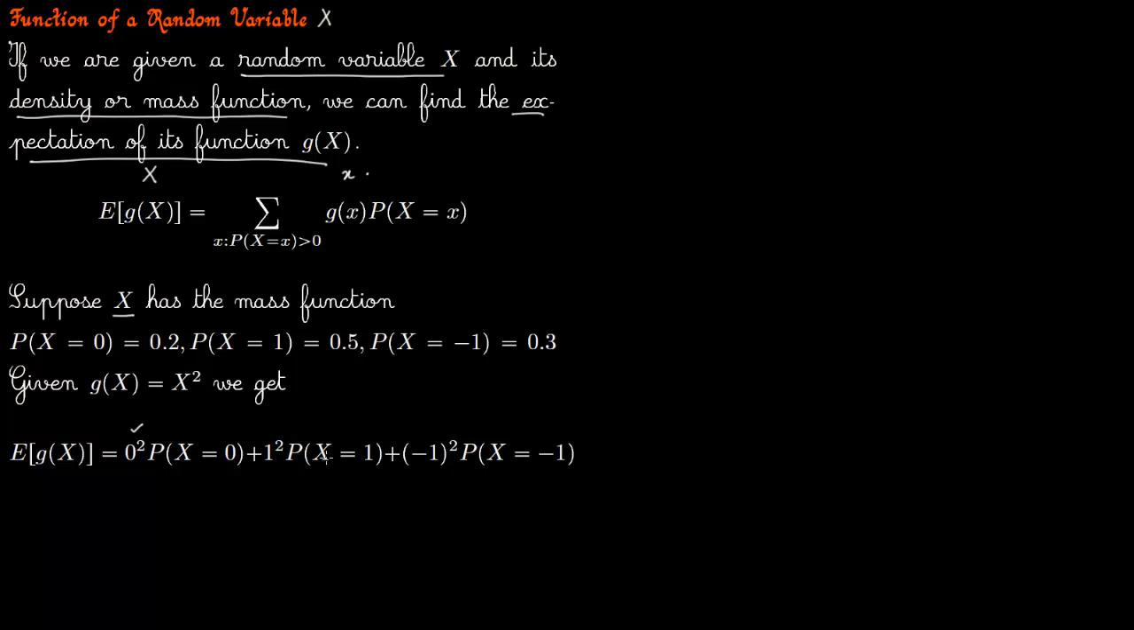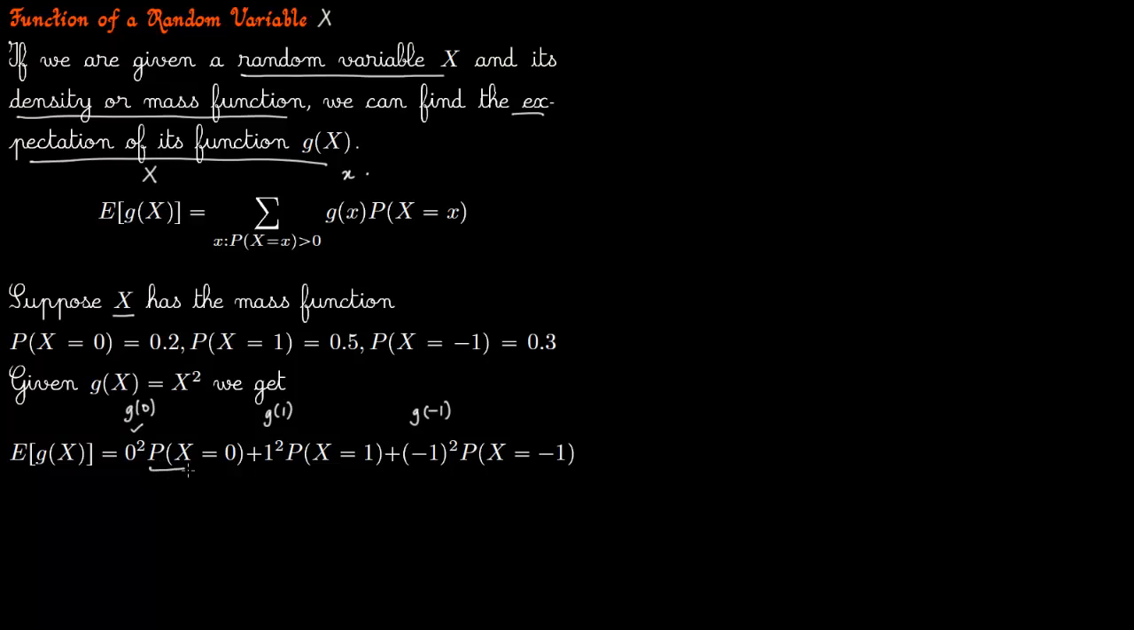So you have g of x, which is x square, times probability that x is equal to small x. So g of 0 times probability that x is 0, plus g of 1, which is 1 square, times probability that x is equal to 1, plus g of minus 1 times probability that x is equal to minus 1. And g of x is just x square. So that's why we have squares here.